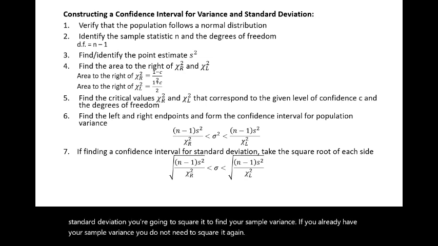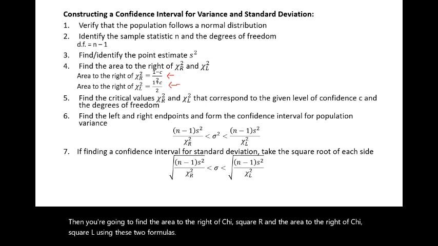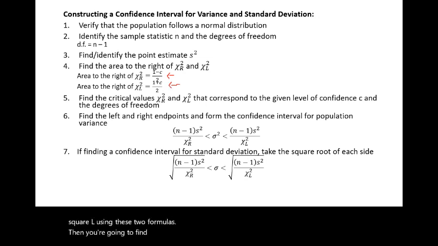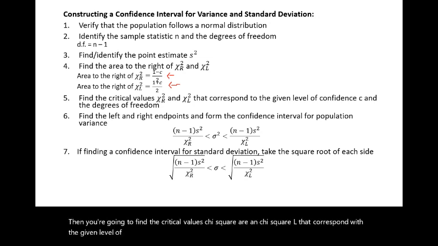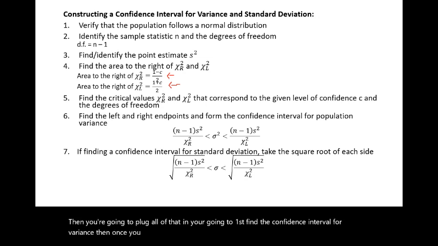Then you're going to find the area to the right of chi-square R and the area to the right of chi-square L using these two formulas. Then you're going to find the critical values chi-square R and chi-square L that correspond with the given level of confidence and the degrees of freedom using the chi-square distribution table. Then you're going to plug all of that in. You're going to first find the confidence interval for variance. Then, once you have found it, you're going to take the square root of each of your endpoints to find the confidence interval for population standard deviation.